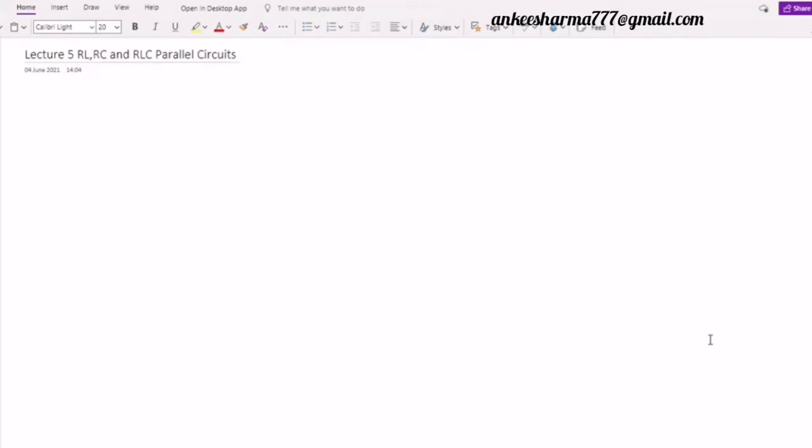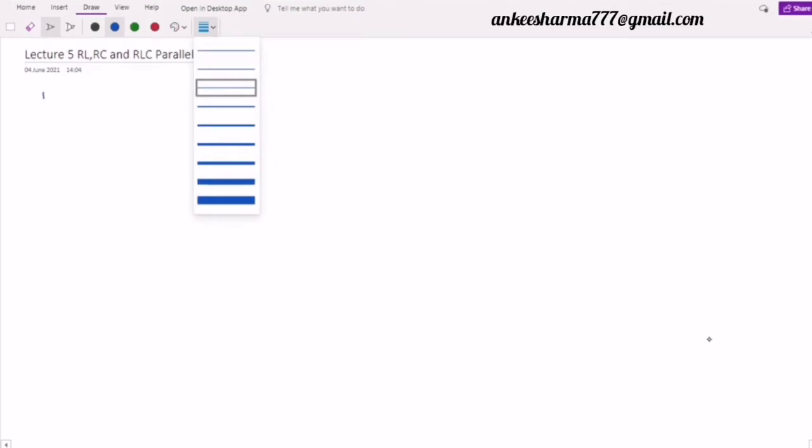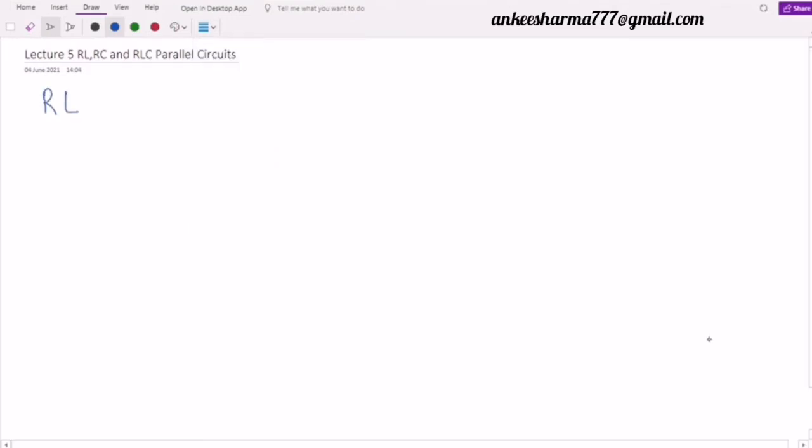Today we are going to discuss RL, RC and RLC parallel circuits. So I will first take the case of my RL circuit. So I will take here RL parallel circuit. So let me draw that parallel circuit.